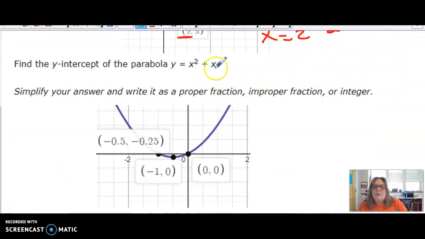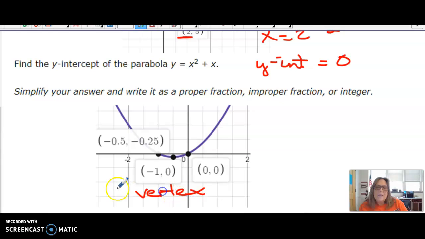I have no c value, no constant in my equation. So that would be my y-intercept is equal to 0. And we see that here. It's equal to 0. If I look at this and I want to know what my axis of symmetry is, this is my vertex. The x value of my vertex is my axis of symmetry. So that would be x is equal to -1.